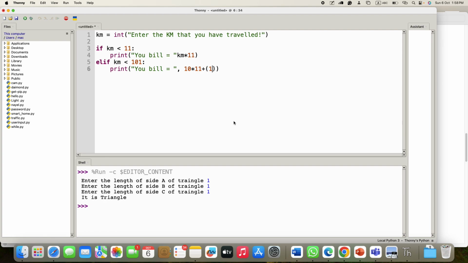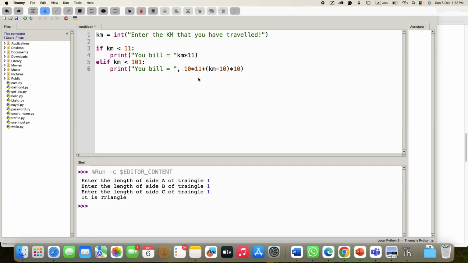You say remaining, whatever, no, that would be what then? That would be km minus 10. I mean, you've got to remove 10 from it, isn't it? Because you already multiplied 10 by 11. So the remaining, you're going to multiply it by 10. Got it? This is a bit crazy, isn't it?